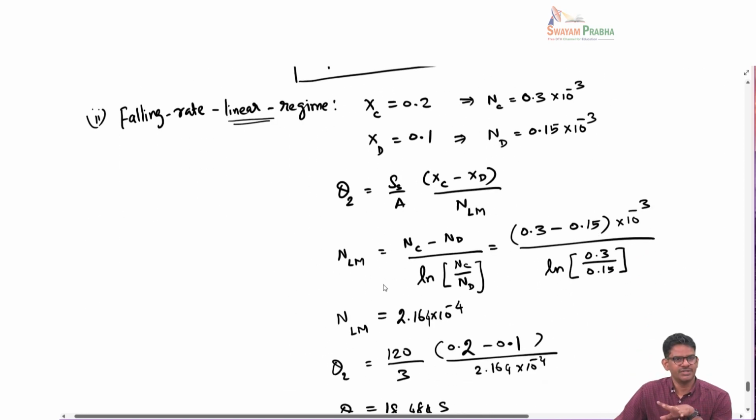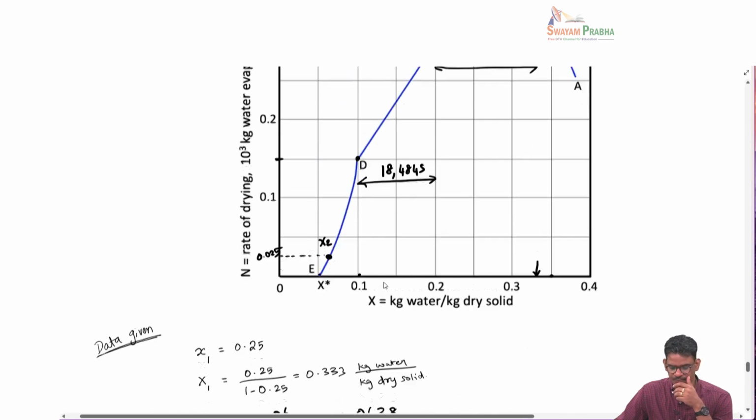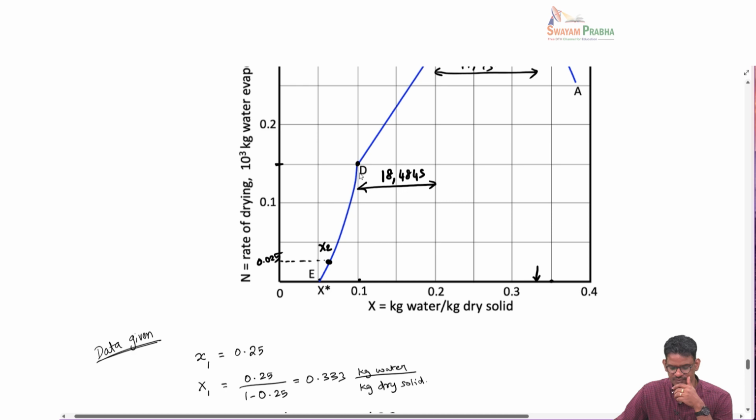Any comments or questions about this? You know how to do these things now. Like I was saying, for this regime you can actually plot 1 by n versus x between the range 0.064 to 0.1 and then take the area under the curve. That will give you a more accurate value, but here we have linearized it, so there is going to be some error here.